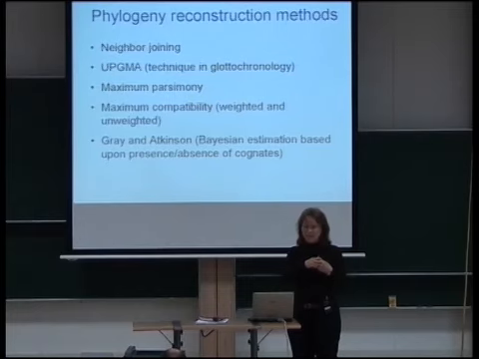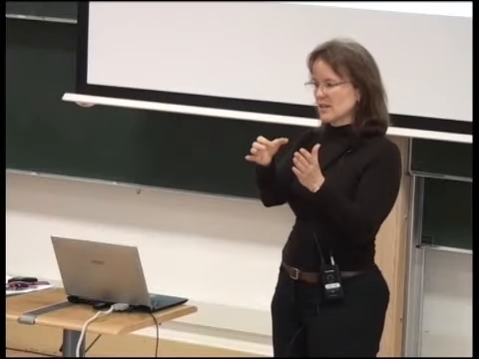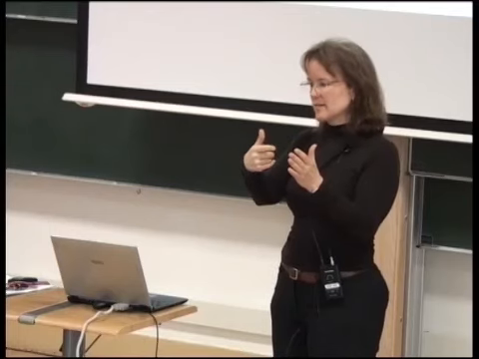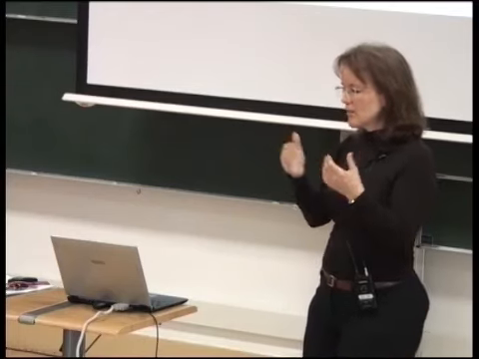And we also looked at a method that Gray and Atkinson came up with, which is essentially running a MrBayes binary character analysis on a binary encoding of the multi-state characters. So the binary encoding basically takes each multi-state character and encodes it as a collection of binary characters, so presence or absence of each state, and then treats them as independent. So those are the methods that we looked at.